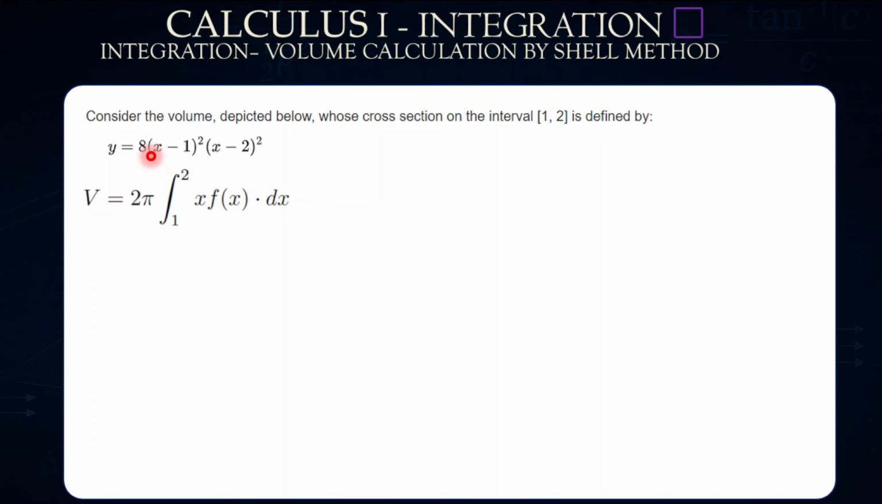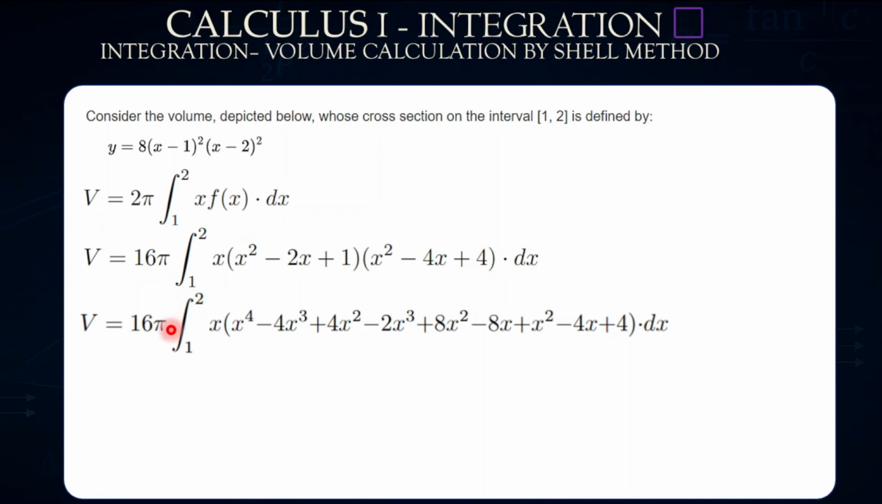Now the 8 is a constant, so you can move it to the outside. We multiply it by 2 pi, so you get 16 pi on the outside, and then we process x. So V equals 16 pi times the integral from 1 to 2 of x times fx dx. Fx is x minus 1 squared times x minus 2 squared, and you expand both products. So x minus 1 squared is x squared minus 2x plus 1, and x minus 2 squared is x squared minus 4x plus 4, dx, and you simply multiply them together.